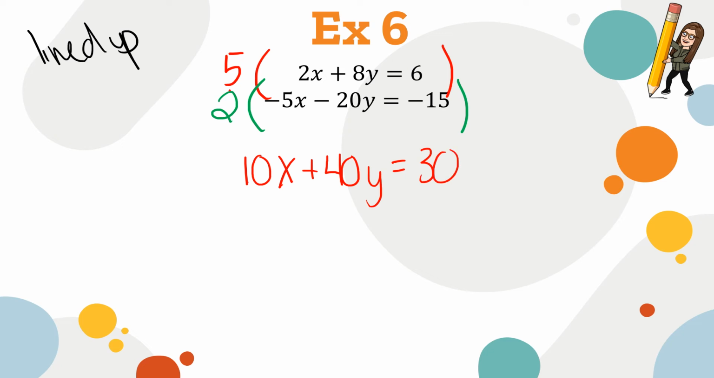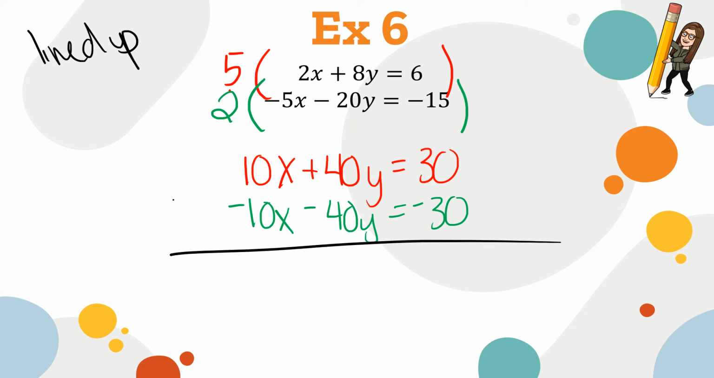times 5. Let's look at the second equation. Times 2 times 2 times 2. Okay? If you can't multiply one equation, you need to multiply by both. How do you know which numbers? Just multiply by the opposite number.